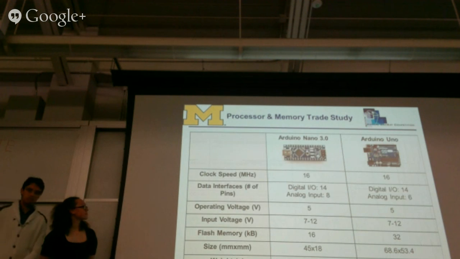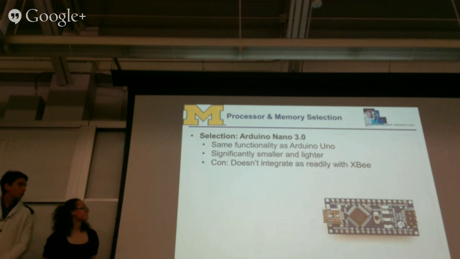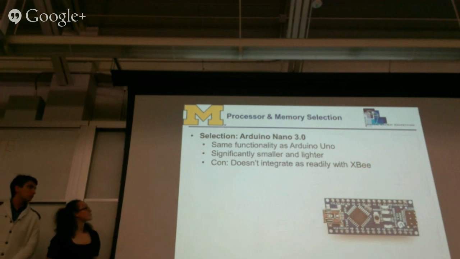So here's a trade study we did for the processor. We really compared two of the Arduino models, the Arduino Nano and the Arduino Uno, and found that they have almost the exact same functionality. The main difference being the flash memory, which we aren't too concerned with, and the size, which we are concerned with. For that reason, we selected the Arduino Nano. Like I said, same functionality, but significantly smaller and lighter.